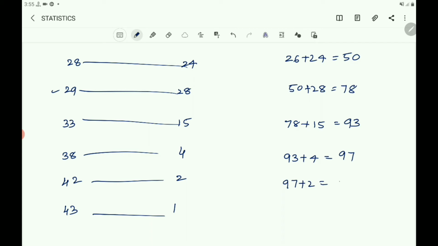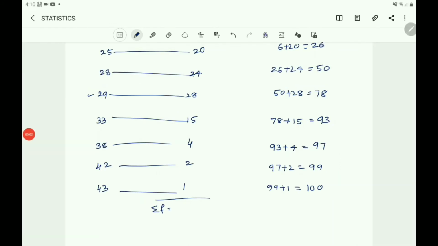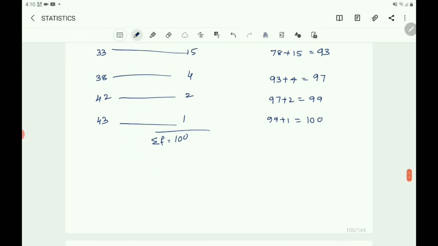99. Up to 43, the last one, the maximum is 43 out of 50. 99 plus 1, you got 100. And here the number of students, you will get as the sum of all frequencies. Then the sum of all frequencies is 100. So you got that n equals 100.